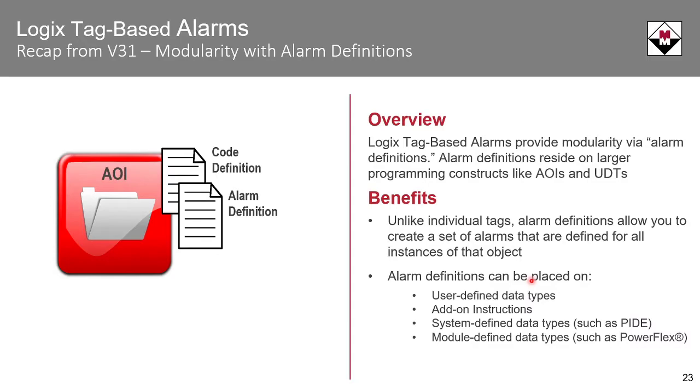Alarm definitions can be modified online, even if they are part of an add-on instruction or user-defined data type. You can also add alarm definitions to system-defined data types, such as the data type associated with a PIDE instruction. This is useful if you get an error bit, you can tie an alarm to that error bit of the PIDE data type. You can also tie it to a module-defined data type, for instance, a PowerFlex drive, so you can alarm on the faults associated with that drive.